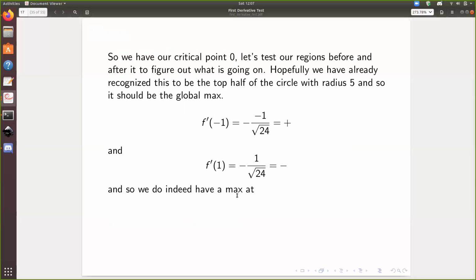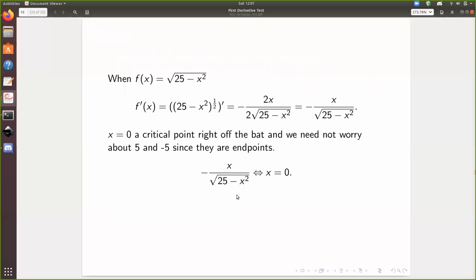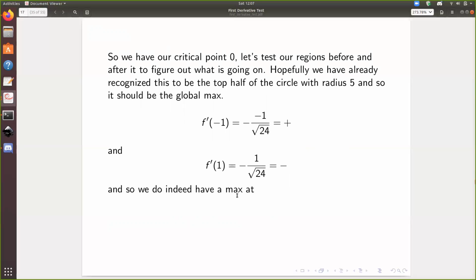So plug in -1 and 1. Look at me following my own advice this time. We will get that it's -1 over root 24. Let's see, did I type this in correctly? Yes, I did. Okay, so we get that f prime of -1 is positive, and then we get that f prime of 1 is negative. So we do indeed have a max at f of 0, which is square root of 25, which is 5.